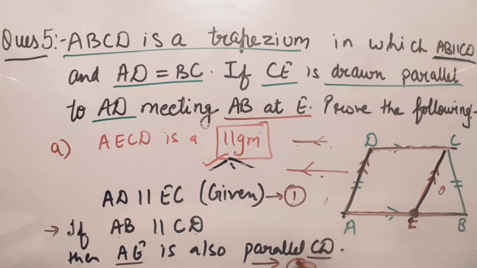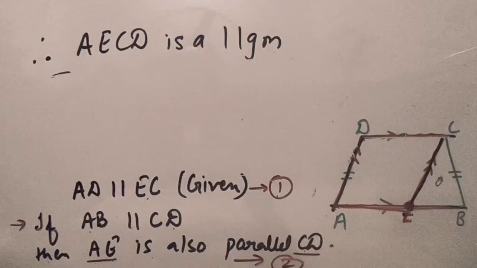So from these two equations, because AD is parallel to EC and AE is parallel to CD, we can say that the given four-sided figure is a parallelogram, because when the opposite sides are parallel to each other in a four-sided figure, we can call the given figure a parallelogram. Right, children?